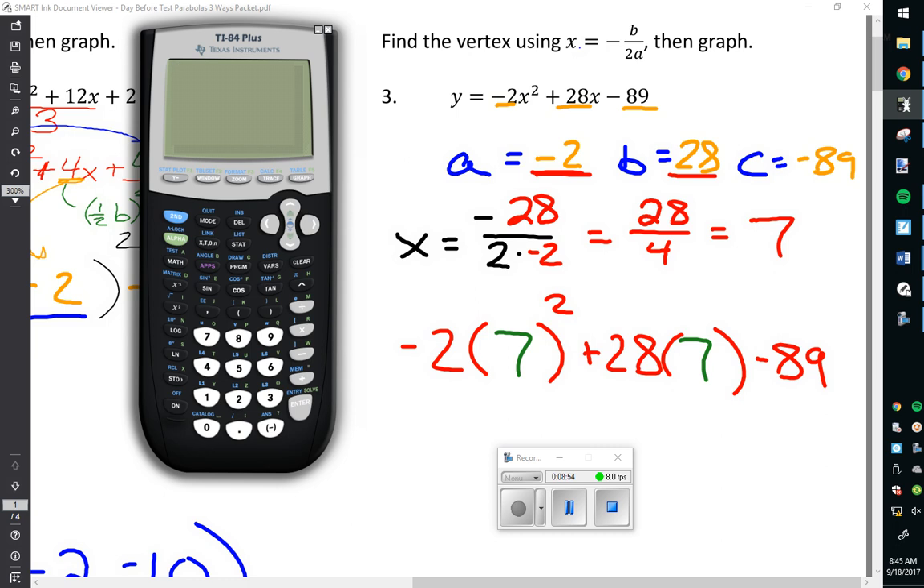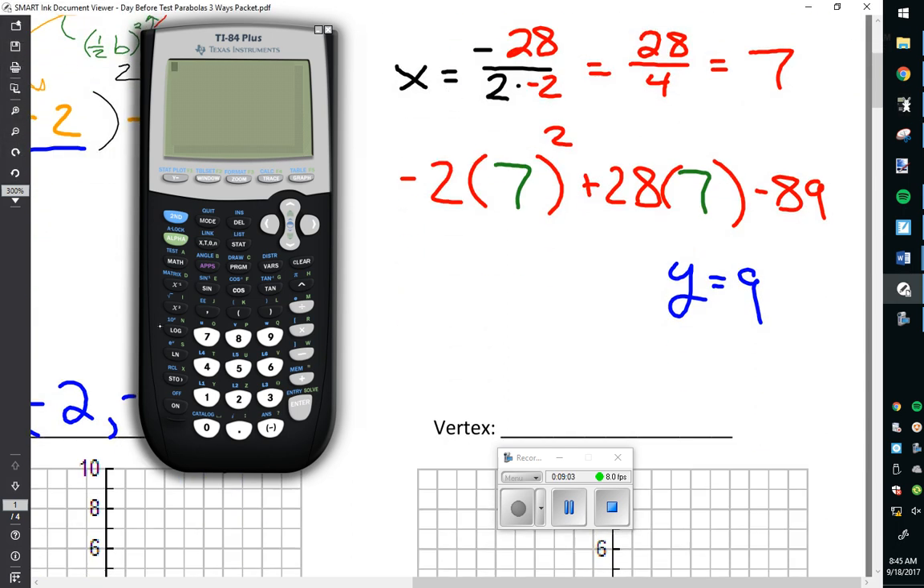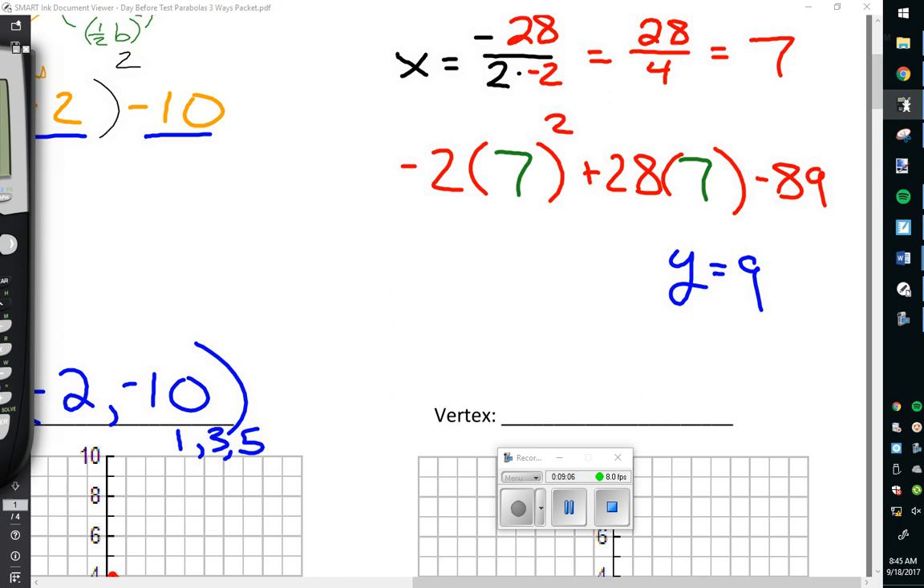It's not loving me. 9? Somebody agree with 9? All right, sounds good. Sorry about that. My y is 9 when I plug back in. I guess I could have actually done the math, but that would have been too much work. So 9 is that. My x is 7.